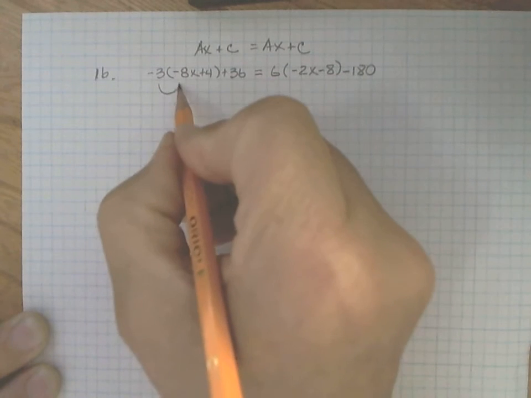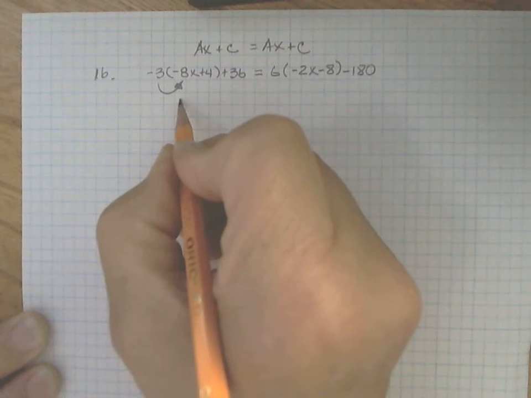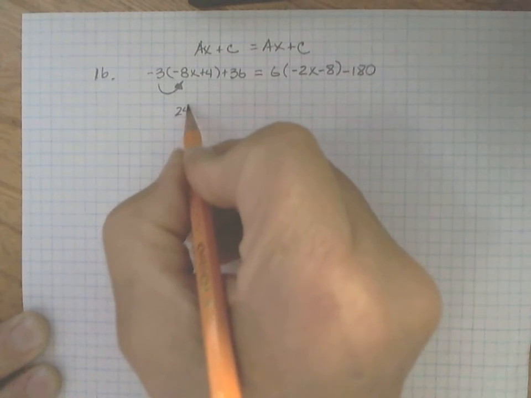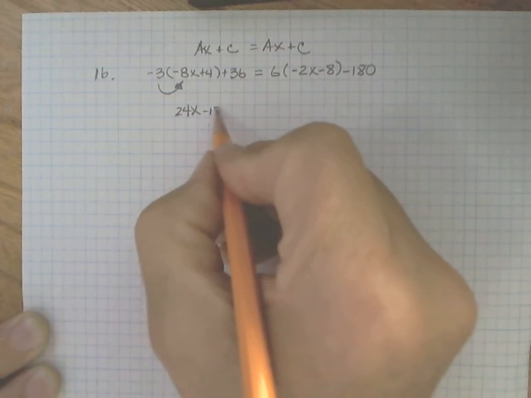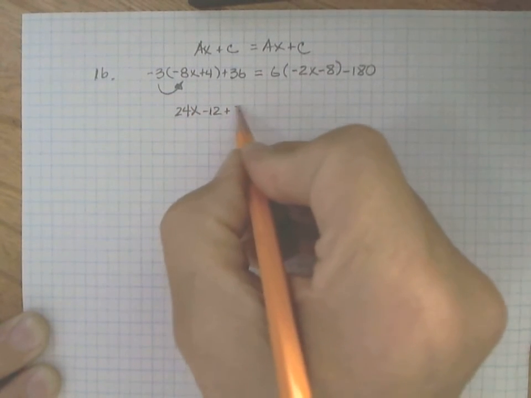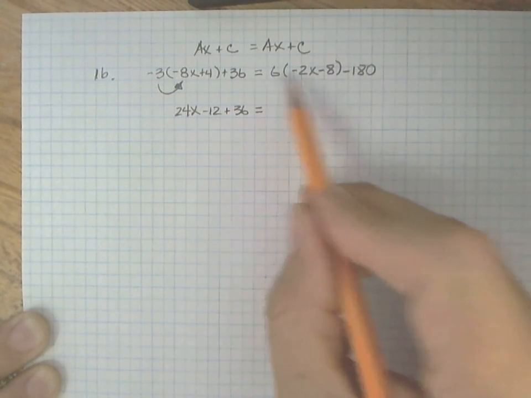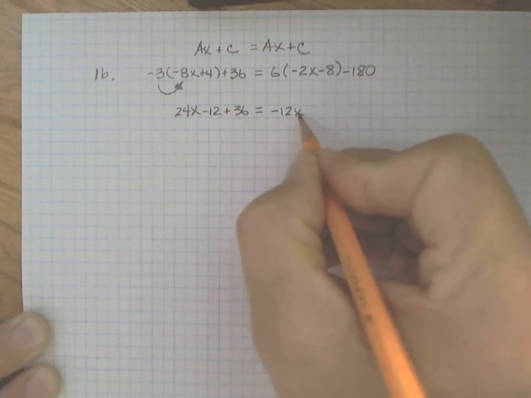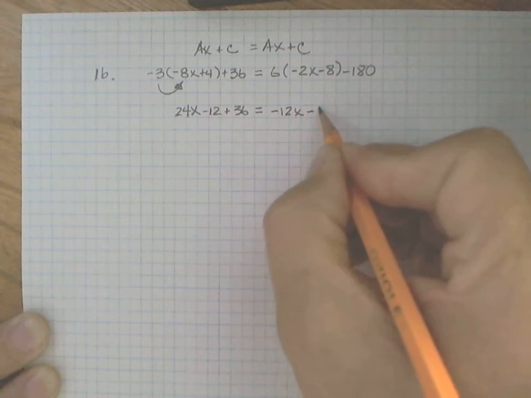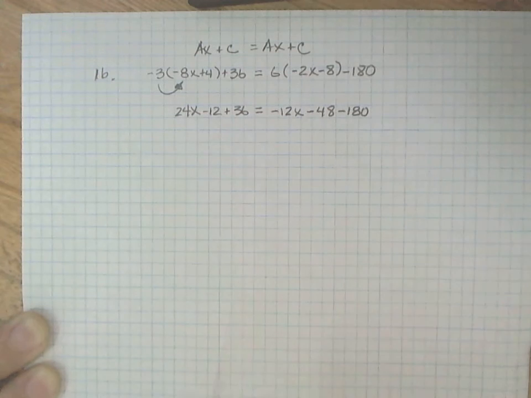So I'm going to take that -3 to the inside of the parentheses, so that should give me a positive 24x. -3 times 4 will give me a -12, and then I have the 36. And we'll simplify everything down just a little bit later. Now I'll do the right hand side. That will give me a -12x, and I'll have a -48 and then a -180. So that's how that works right there.